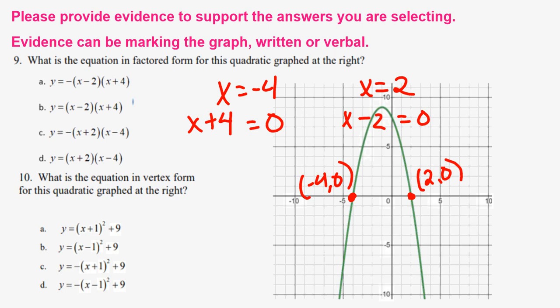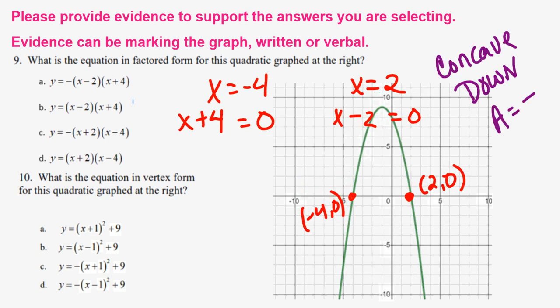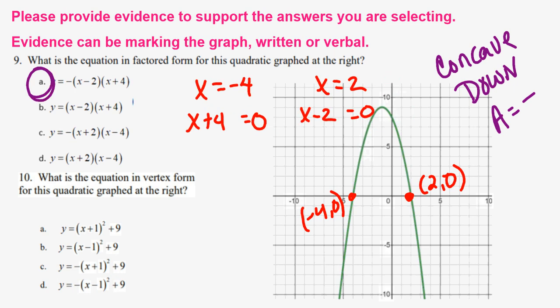So the other thing you want to think about is concavity, right? Because that's going to tell you what kind of a value to anticipate for the equation. Because this is concave down, we know it's been reflected over the x-axis. My a value should be negative. So when I'm looking at the x-intercepts and knowing my a value has to be negative, I have to go with my answer for a.